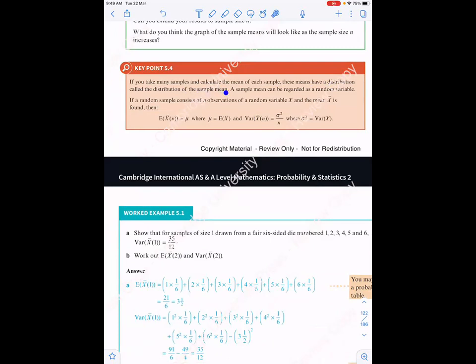They have actually calculated the distribution of the sample means previously. A sample mean can be regarded as a random variable. If a random sample consists of n observations of a random variable x, then the mean of the sample mean is going to be the same as the mean, and the variance is going to be the variance divided by the sample size.